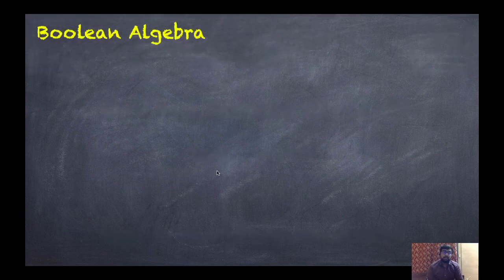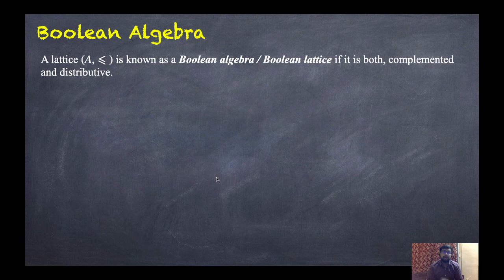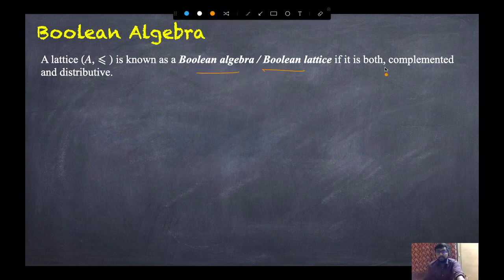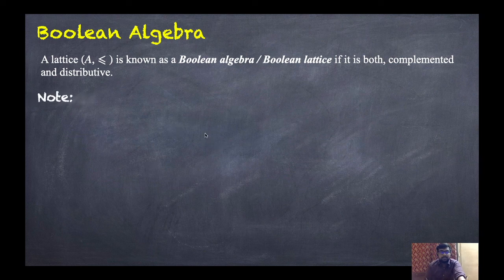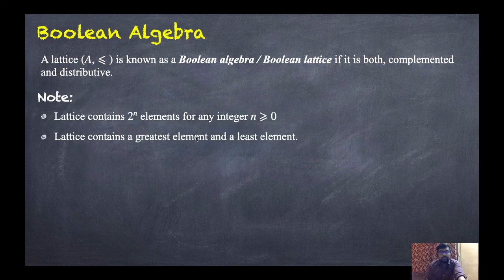So let us recall what is a Boolean algebra. A lattice with the less than or equals to relation is known as a Boolean algebra or a Boolean lattice if it is both complemented and distributive. Note that if it is a Boolean algebra, then the lattice should contain 2 raised to n elements. This is actually a result.